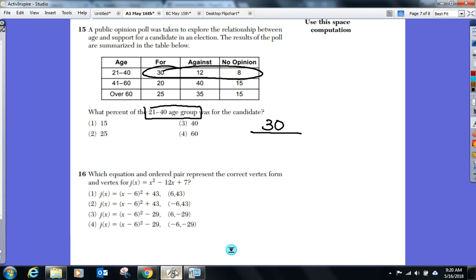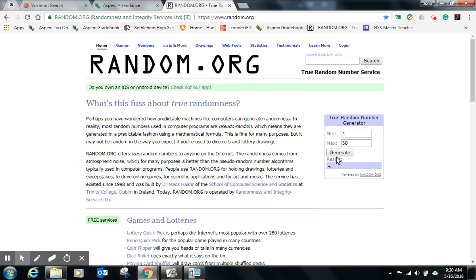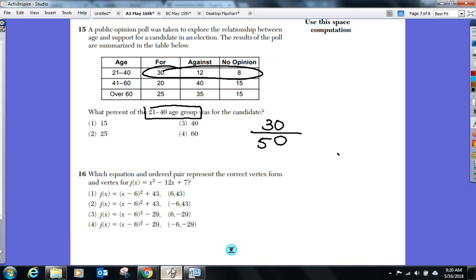I know there's 3, but there's 34, 12 against. I need to know how many people there are total. 50. So 30 out of 50. Everyone see why 50 and not adding up the whole table? So this ends up being a percent of, finish it strong, 11? 60%. Yep.